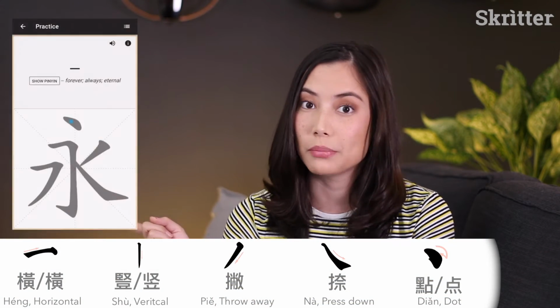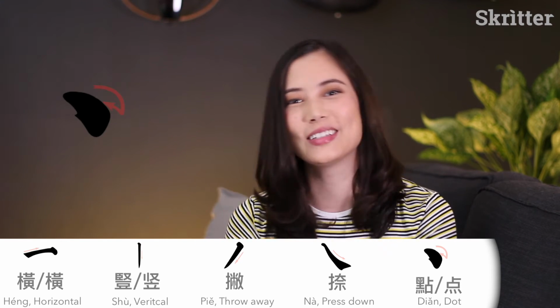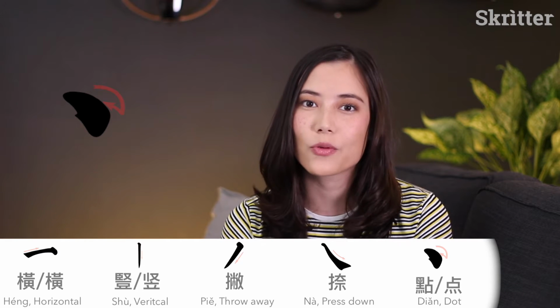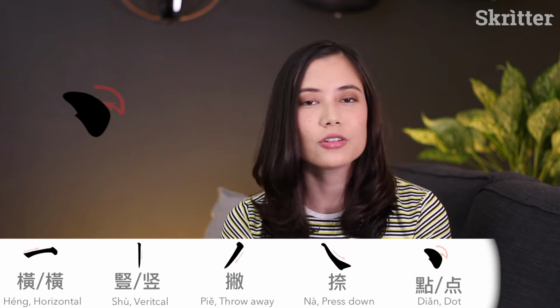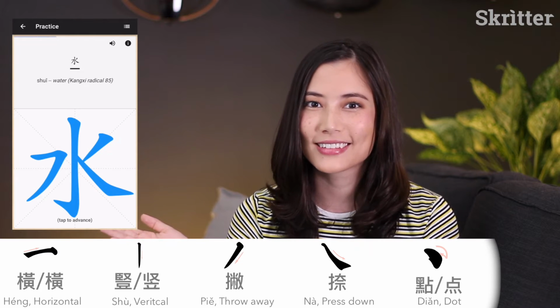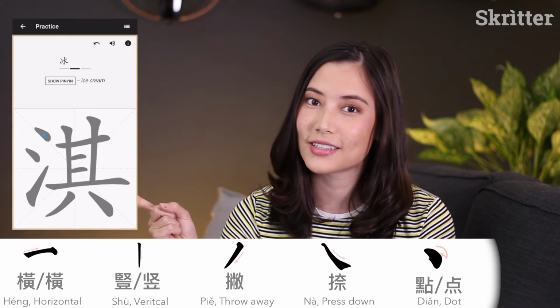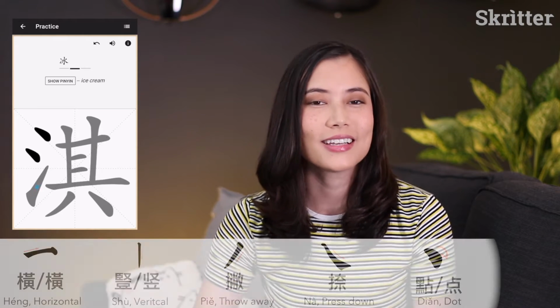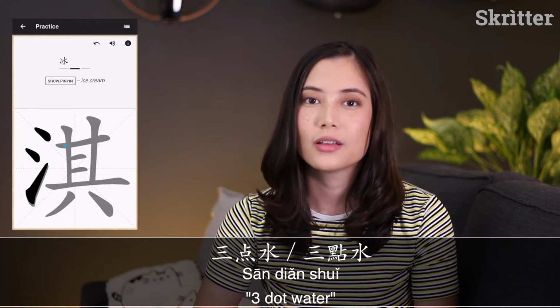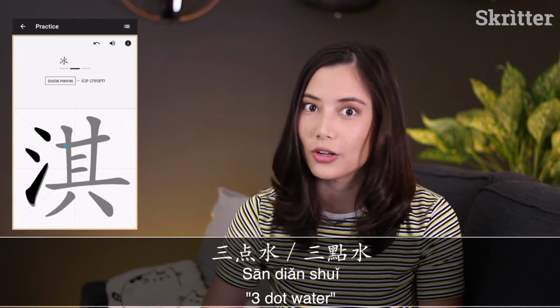点 means dot, and it's used for these type of dots at the bottom of 火 or the dot on top of 永. Apart from describing those dots, it's a common way to talk about the water radical. The original character for water is 水, and it looks like this. But often when we see it in characters, it actually looks like this. This is when we would describe it as 三点水. 三点水. So the water radical with the 3 dots.